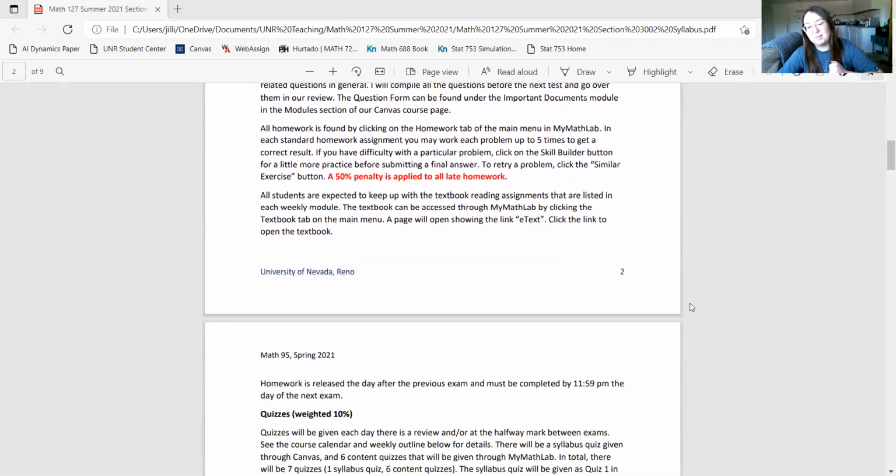Students are expected to keep up with textbook readings as well as homework and everything like that. The e-text is how you would go to the e-version of the book.